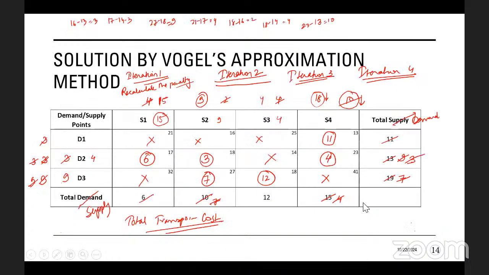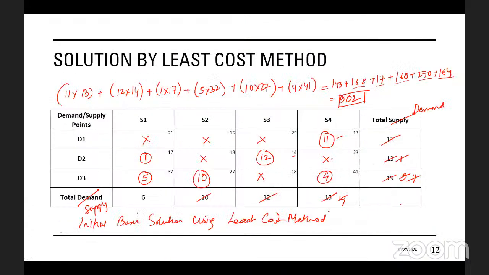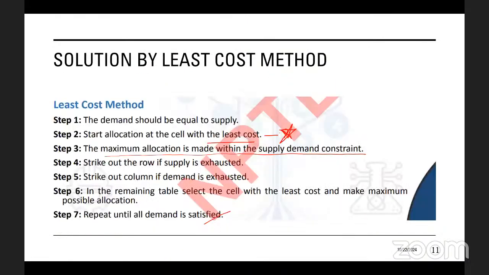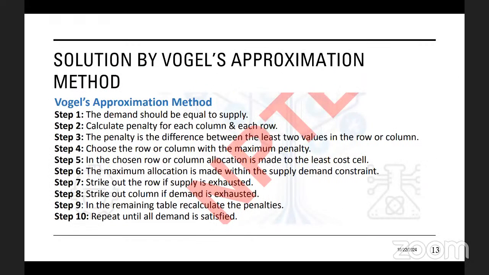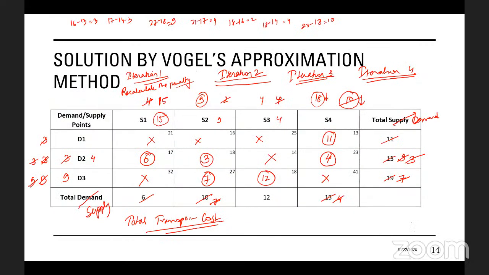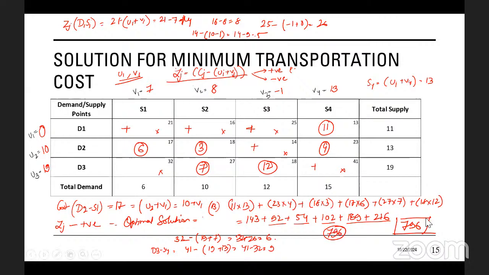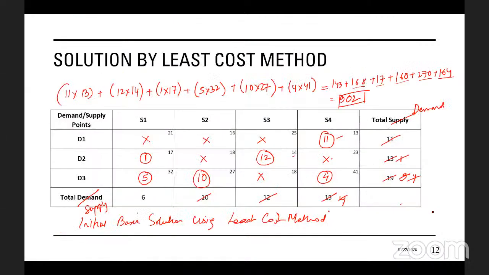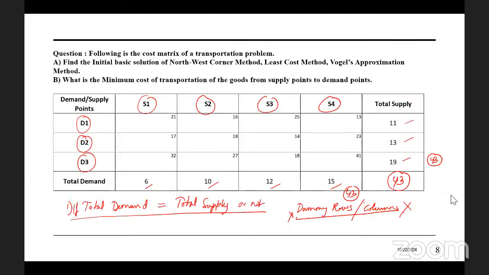which we did not find using the least cost method, the first iteration of the least cost method or the last best corner method, but we found it in the first iteration of the Vogel's approximation method. So this is how you can tackle problems of this kind, where you are given a table with the demand and supply and the transportation costs. These are the transportation costs. And finally, you have to find out the minimum cost of transportation of the goods.